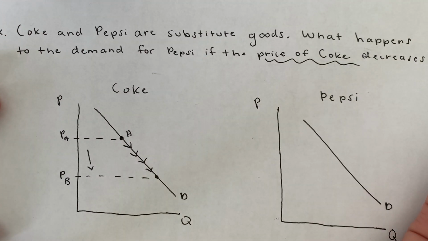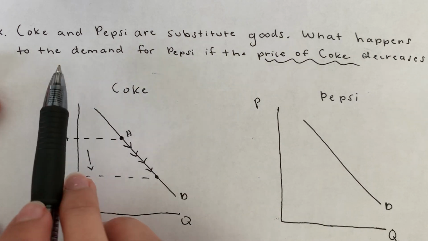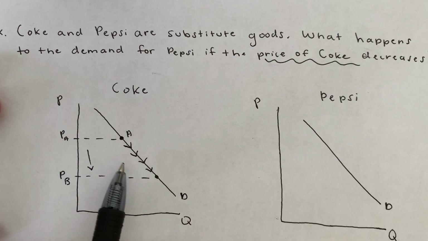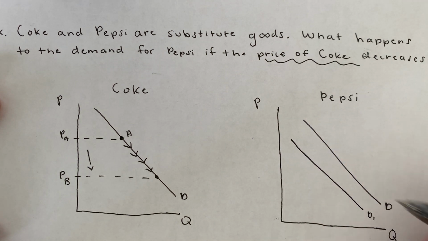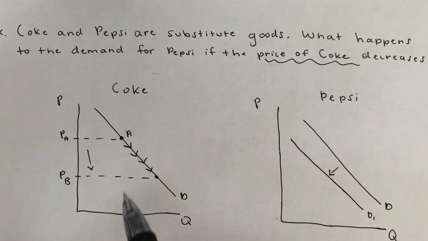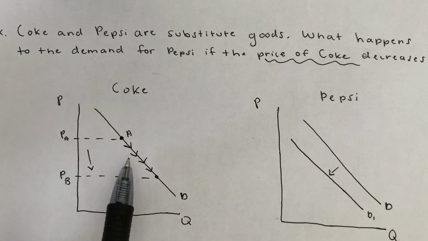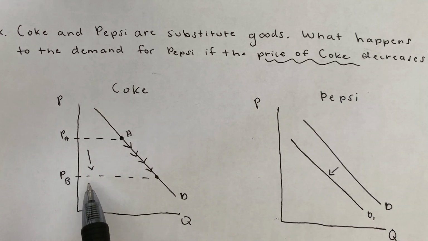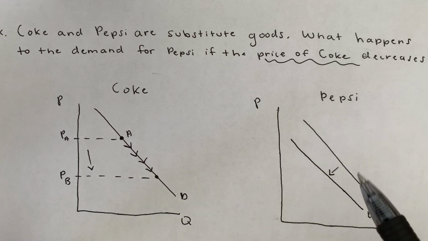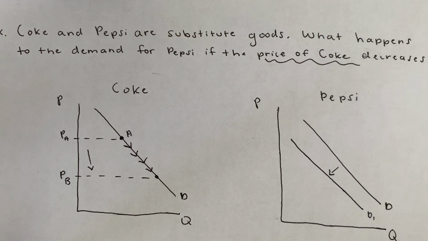An increase in quantity demanded due to the decrease in price, but it's asking us what happened to the demand for Pepsi, not Coke, right? Since they're substitute goods, we know that if Coke suddenly got cheaper, the demand for Pepsi is going to go down, because now you know that Coke is cheaper, so people are going to be buying Coke instead. The quantity demanded for Coke increases because of this price decrease, which decreases the demand for Pepsi, because Pepsi is now more expensive to the buyer.